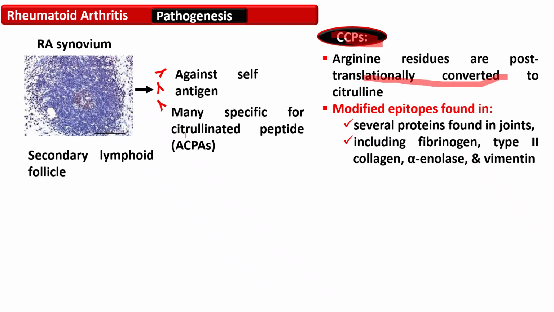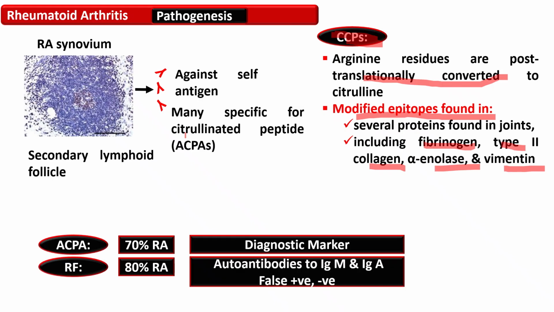many proteins are affected or modified by this mechanism, such as fibrinogen, type 2 collagen, alpha enolase, and vimentin. Anti-citrullinated peptide antibodies are diagnostic markers for rheumatoid arthritis, and they are present in about 70% of the cases. Then there is another antibody, that is rheumatoid factor.